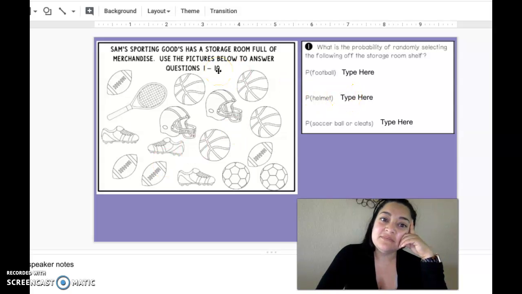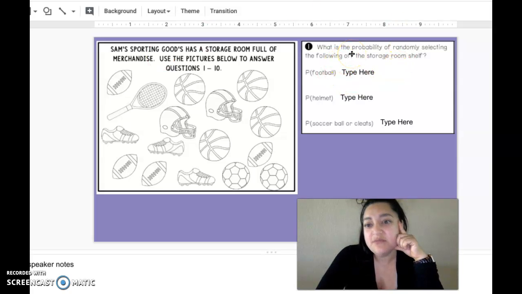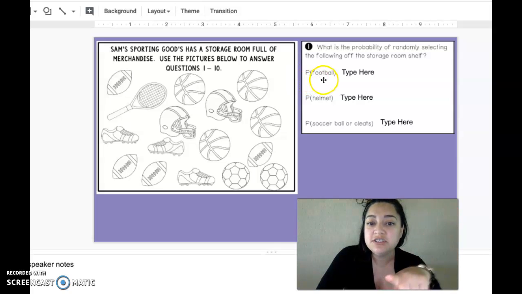So Sam's Sporting Goods has a storage room full of merchandise. Use the pictures below to answer the questions. Question number 1 says, what is the probability of randomly selecting the following from this storage room shelf? So what's the probability? Remember that P means probability. What is the probability of choosing a football?